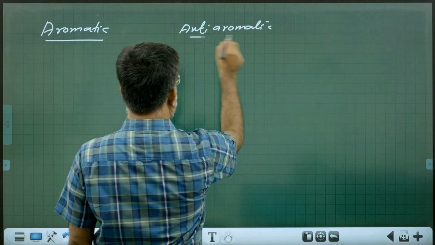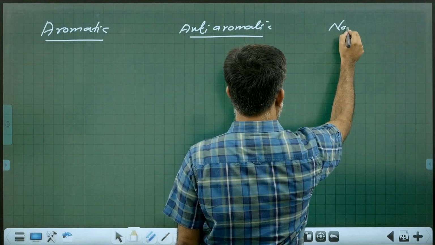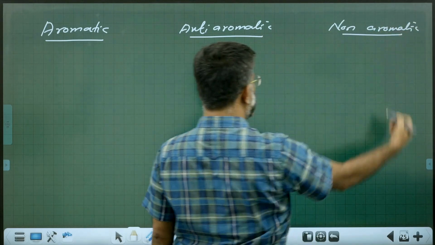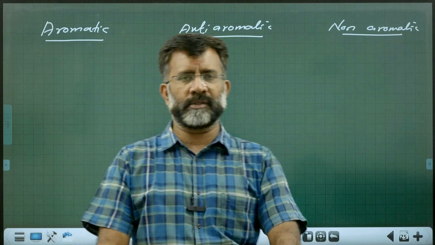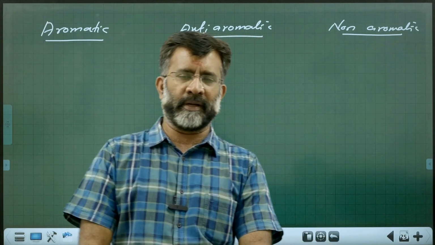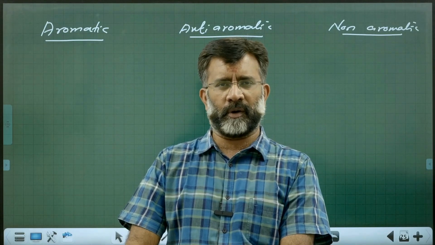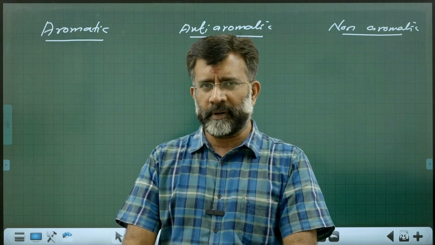Anti-aromatic. And what is meant by non-aromatic? So there are three types of systems, organic molecules: aromatic, anti-aromatic, non-aromatic. We don't have to learn about anti-aromatic systems and all, but I am explaining from the competitive point.